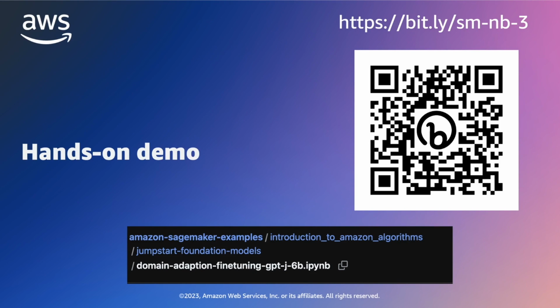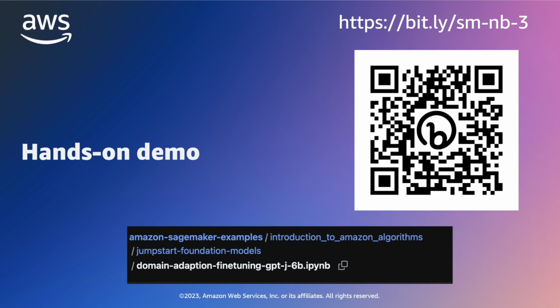All right, let's check it out in a demo. So in this notebook, we are fine-tuning a GPTJ 6 billion parameter model. And actually, we're going to use the SEC filings from Amazon, believe it or not, and we're going to fine-tune this model to better generate natural language that looks like SEC filings.